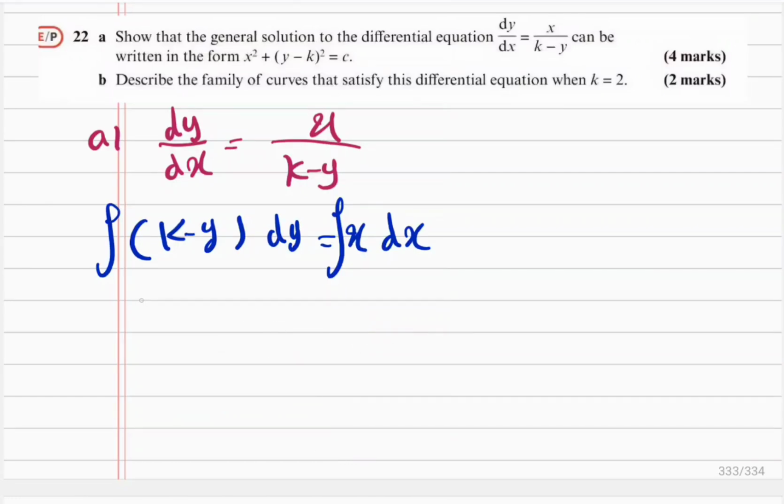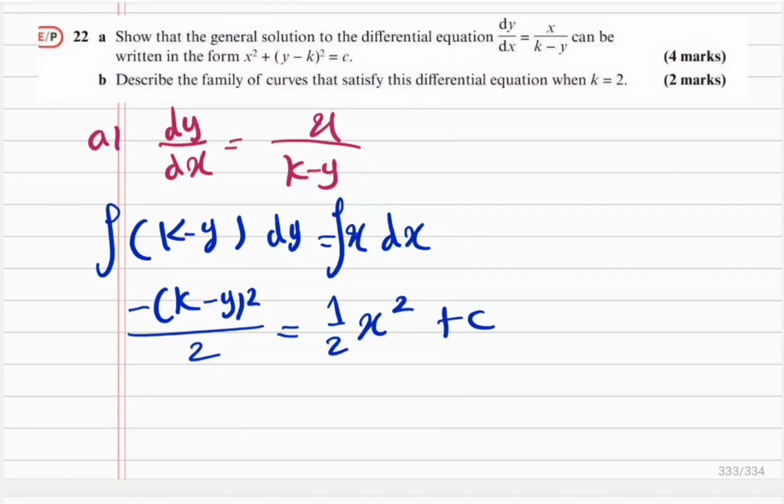Now the answer, as we showed, is minus (k minus y) squared over 2 is equal to the integral of x, which is just half x squared plus c, where c is the constant of integration.